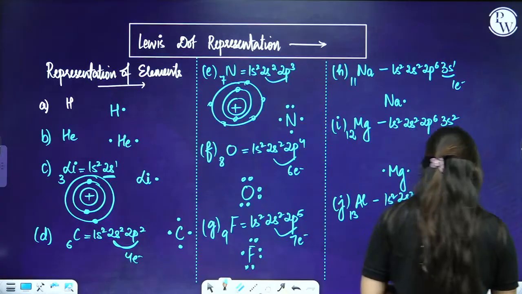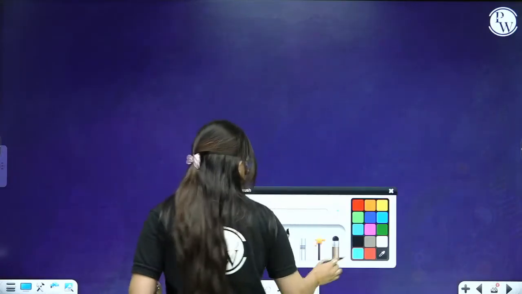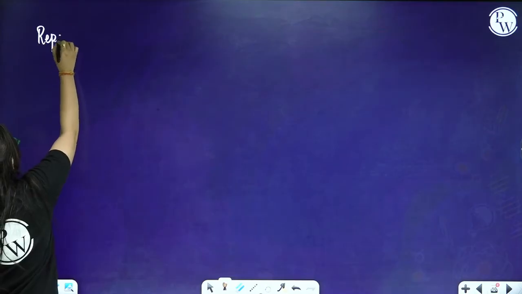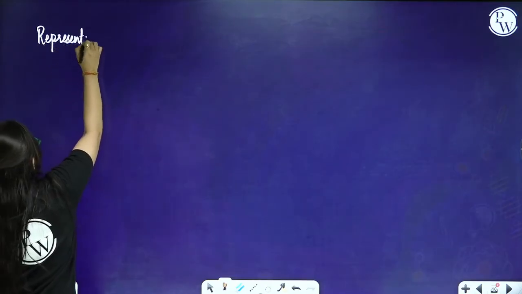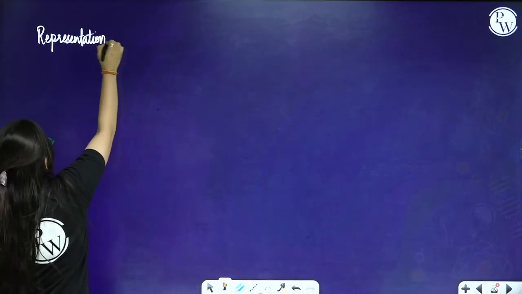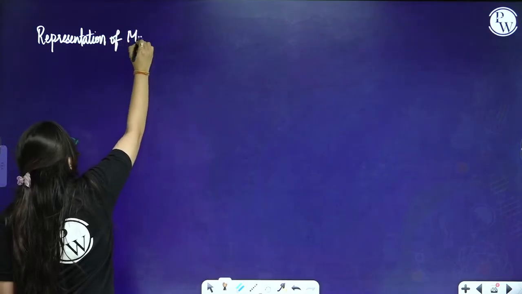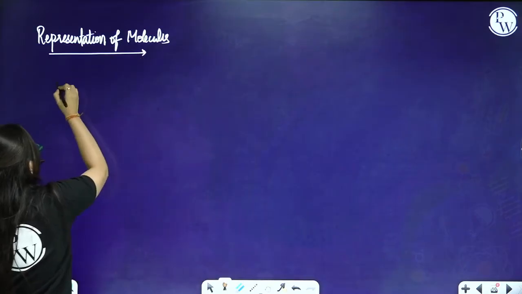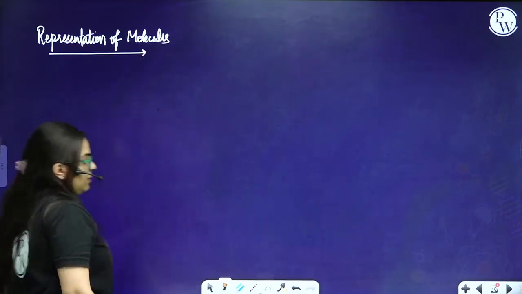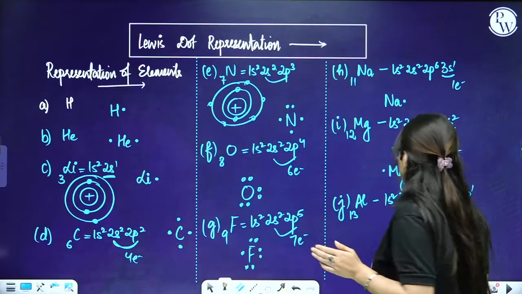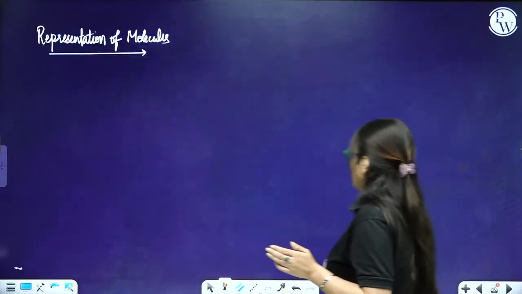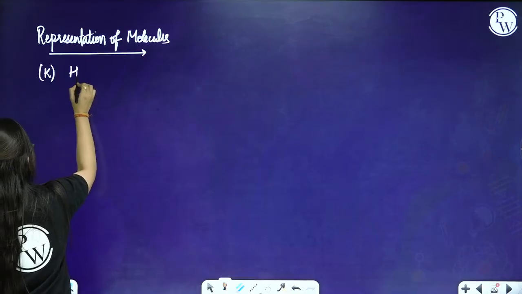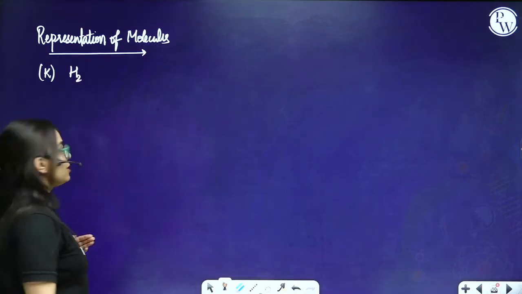Clear. Okay, now moving on to the representation of molecules. Let us start with, now we have done till the J part, so this is going to be the K part. H2. We are going to start with H2.